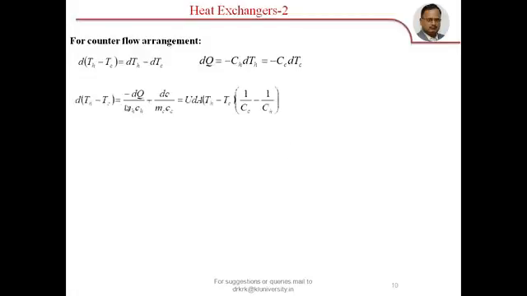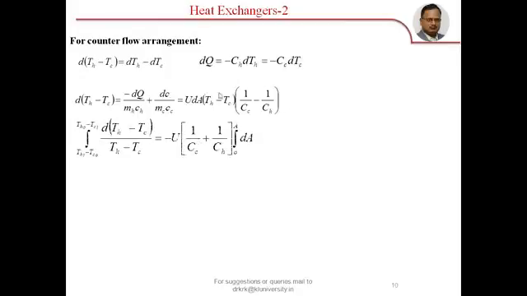So we write d of TH minus Tc in the form of dQ as dQ by MHCH, dQ by MCCC, which is equal to U dA (TH minus Tc) into 1 by Cc minus 1 by CH. Now integrate on both sides by bringing TH minus Tc to the left hand side. The inlet temperature difference is THI minus TCO. The outlet temperature difference is THO minus TCI. So the integration is temperature difference at inlet to temperature difference at outlet.